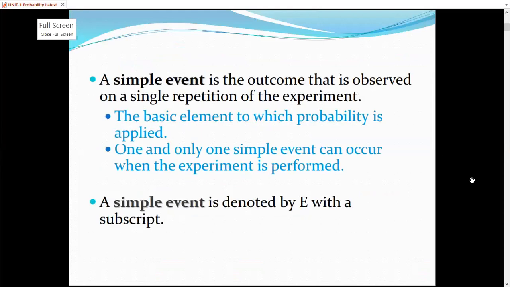you have events. A simple event is the outcome that is observed on a single repetition of the experiment. It is the basic element to which probability is applied. One and only one simple event can occur when the experiment is performed. This simple event is denoted by E with a subscript, that is, E1, E2, and so on up to En. If you have n simple events, then those are denoted with E1, E2, so on so forth, En.